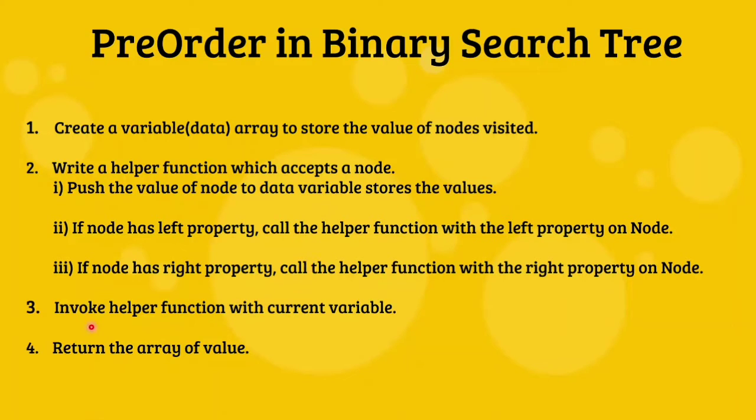And once that is ready, we will invoke our helper function with a current variable that will be the root for us in the beginning. And there we will return the array of values and we are done. Once this is done, let's try to write our code in Visual Studio.